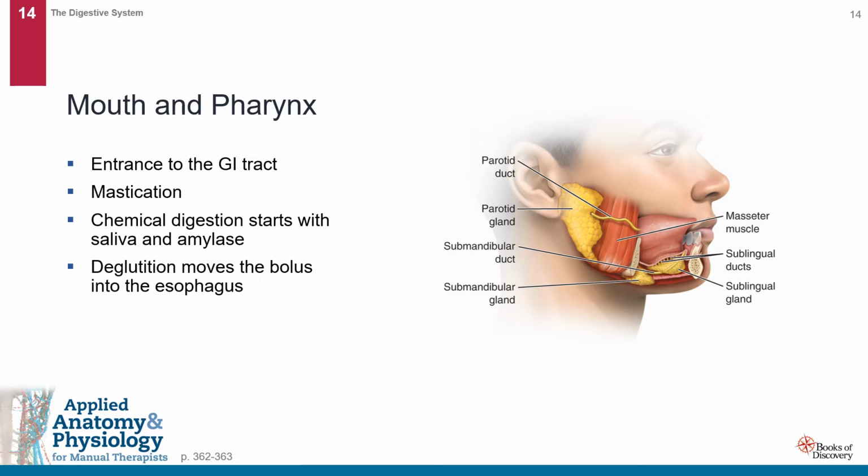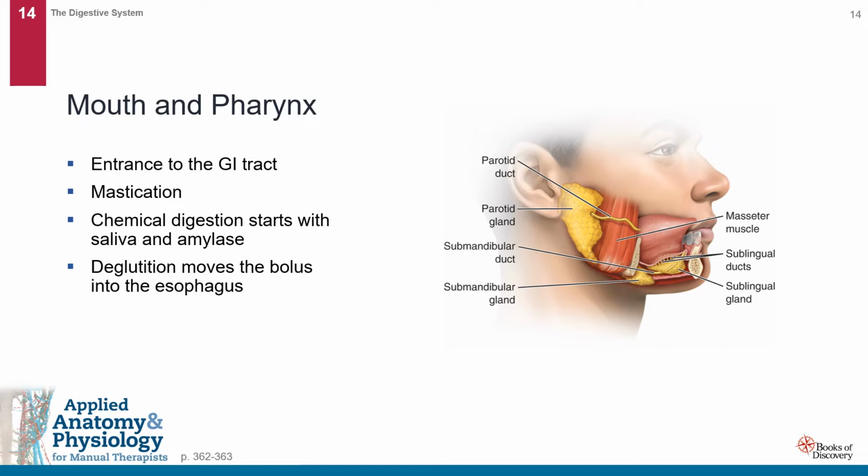Once food has been chewed, the mixture of food and saliva, now called a bolus, is swallowed. Swallowing, or deglutition, is an involuntary reflex that moves the bolus through the pharynx and into the esophagus. During swallowing, the soft palate and uvula, which is the small mass of tissue hanging from the soft palate at the back of the mouth, are raised to prevent food from entering the nasopharynx, and the epiglottis is pulled over the opening of the trachea.